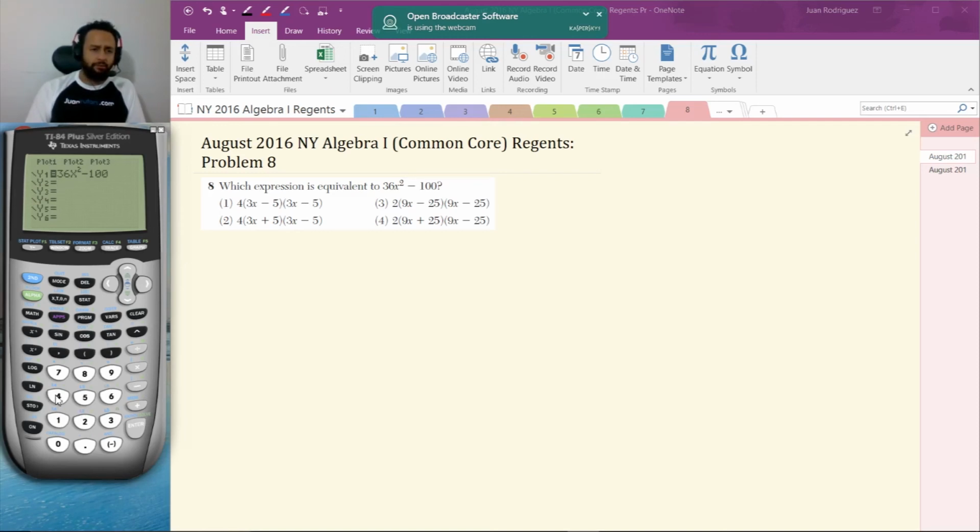Let's see what happens. So 4 times (3x minus 5) times (3x minus 5). All right, so I'm just going to go to the table. I'm going to set, in this case, both independent and dependent values to auto, so I could just scroll up and down the table, and I could see right away that the values are different for many values of x.